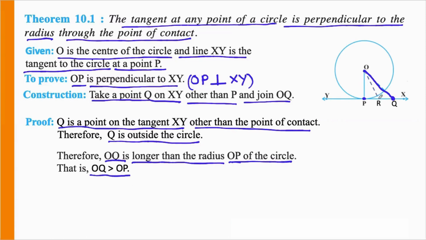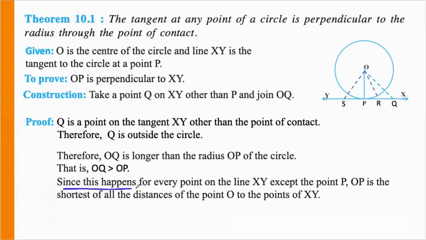Now, if you take another point R on the tangent, then R, because it's on the tangent and is not the point of contact, is also going to be outside the circle. If you join OR, OR is going to be greater than OP, the radius. The same will be true for any other point S on this side. Because S is outside the circle, OS is going to be greater than OP.